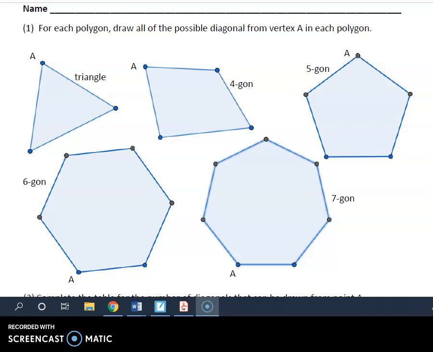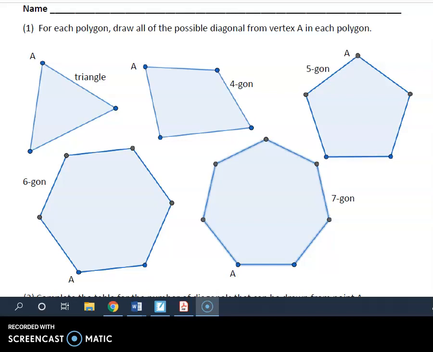So problem number 1 asks you to draw all the diagonals from vertex A. The biggest problem that students have is they want to draw all the diagonals, and in doing so, they miss what is actually happening mathematically. So please draw only the diagonals from vertex A, and then below that there's a table. So go ahead and complete number 1 as well as fill in the information for the table. Turn the video back on when you're finished.